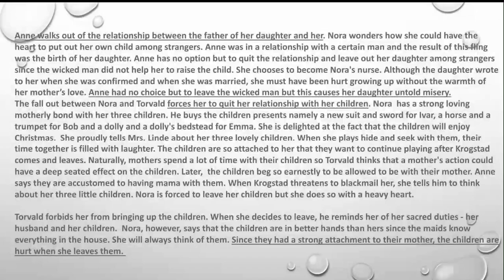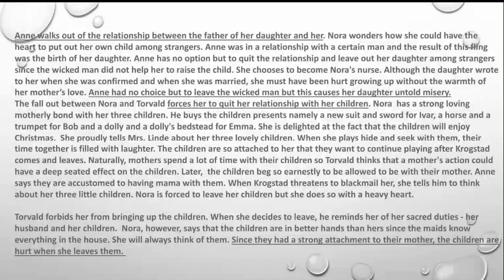Later, the children beg so earnestly to be allowed to be with their mother. Anne says that they are accustomed to having Mama with them. When Krogstad threatens to blackmail her, she tells him to think about her little children. Nora is forced to leave her children, and she does so with a heavy heart.